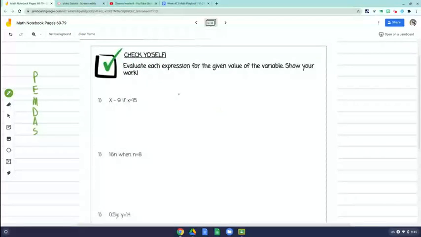So let's take a look at the first one, number 1. It says x minus 9 if x equals 15. And we're to evaluate each expression for the given value of the variable. Show your work. Okay, so let's plug in this 15 for x. So I'm going to take this 15, I'm going to plug it in for x, and what I'm going to get is 15 minus 9, right? And 15 minus 9, if I evaluate that, 15 minus 9 is 6. And that's all I need to do for the first one. Quite simple. Let's take a look at the next.